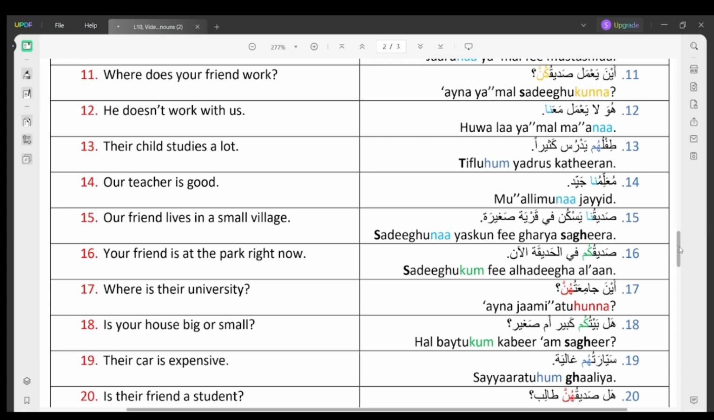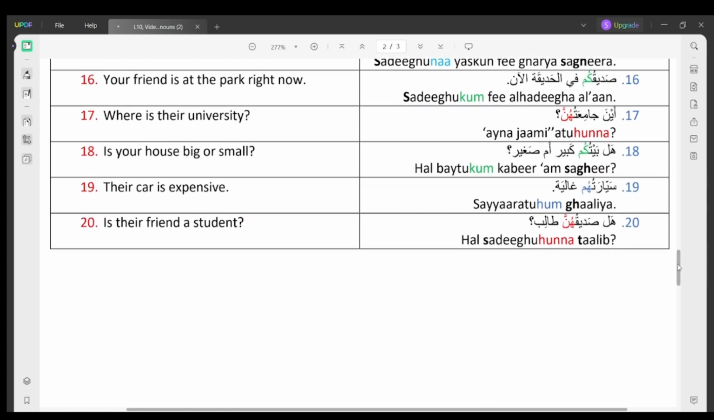Number 16, your friend is at the park right now. Number 17, where is their university? Number 18, is your house big or small? Number 19, their car is expensive. And number 20, is their friend a student?